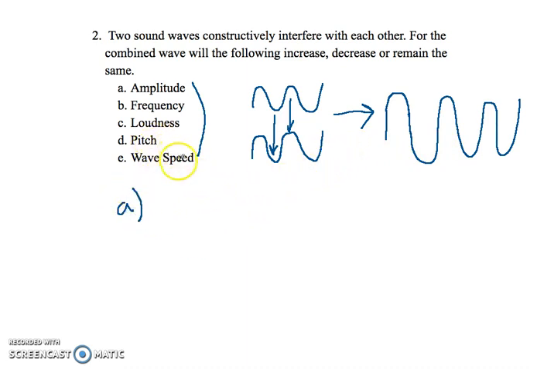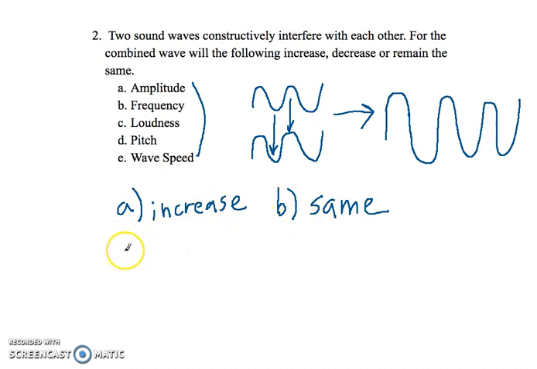So, A, is the amplitude going to change if something constructively interferes? Yes, you're going to have an increase in amplitude. B, is the frequency going to change? The frequency is actually not going to change. The constructive interference is only affecting the amplitude, so it's going to still have the same pitch. The new wave will have the same frequency as either of the original waves.